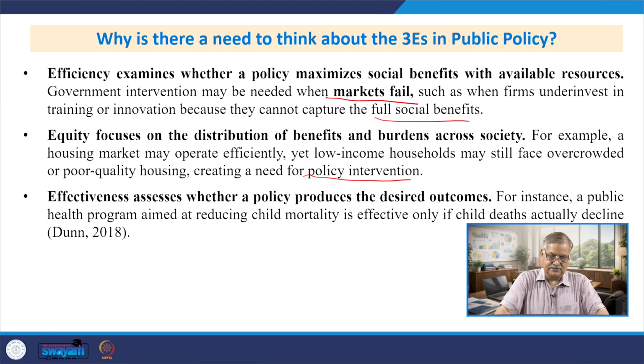Effectiveness assesses whether a policy produces the desired outcome. For instance, a public health program aimed at reducing child mortality is effective only if child deaths actually decline. So it focuses on outcome. And since resources are limited and they have competing uses, introducing all the three in policy making becomes very, very important. We need to improve efficiency, we need to improve effectiveness, and we also need to ensure equity in the distribution of benefit of public policy.